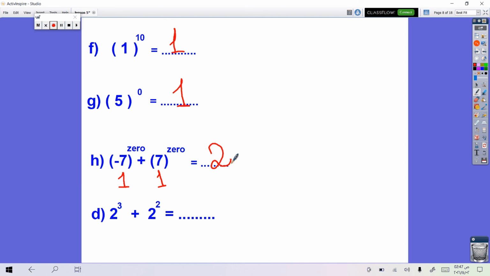The last one, 2 power 3 plus 2 power 2. Here 2 power 3 means that number 2 is multiplied by itself 3 times. It means 2 by 2 by 2. It will be equal 8. But 2 power 2 means that number 2 is multiplied by itself 2 times. 2 by 2 will be equal 4. Then 8 plus 4 will be equal 12.